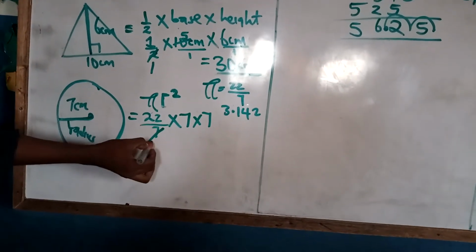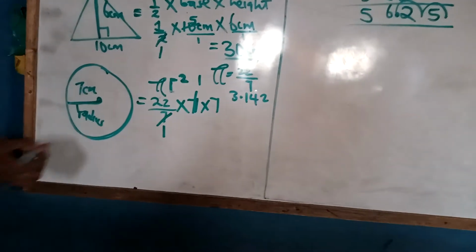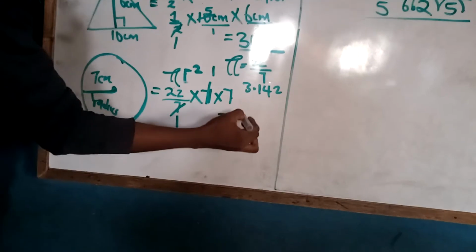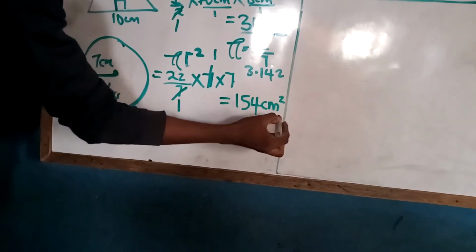Now say 7 here, 1, 7 here, 1. Then 22 times 7 will give us 154 centimeters square.